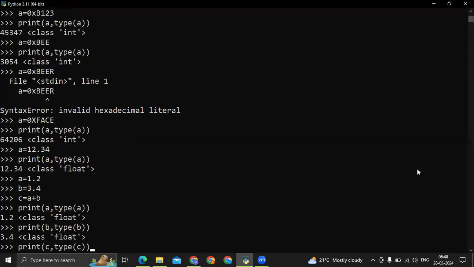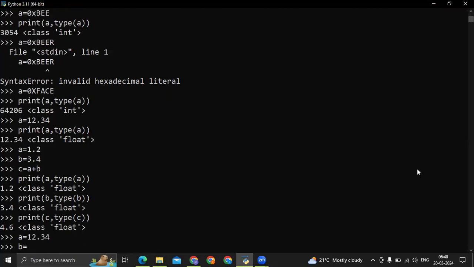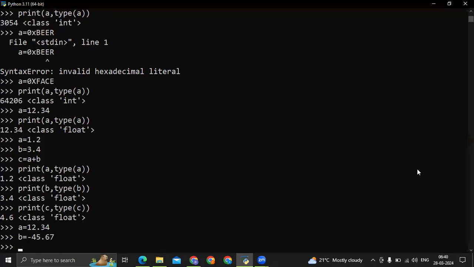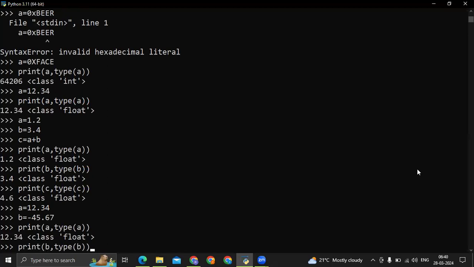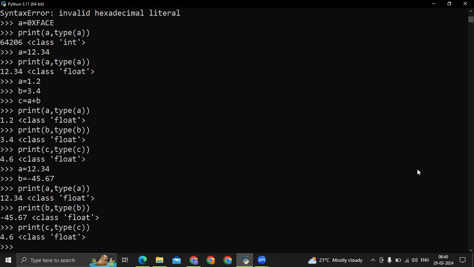Print C, type of C. Got it. Even if I write A is equal to 12.34 and B is equal to minus 45.67, and print A, type of A, print B, type of B, and print C, type of C.